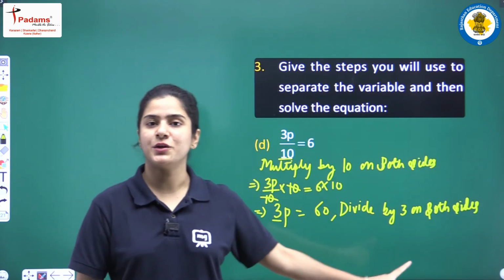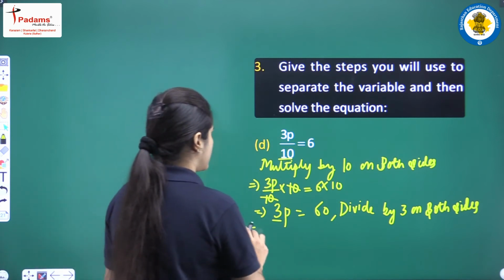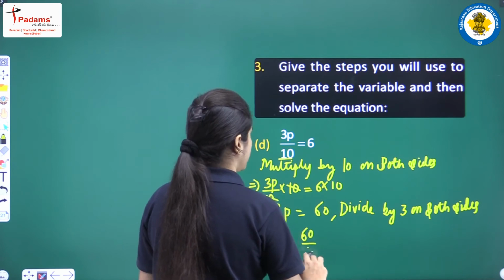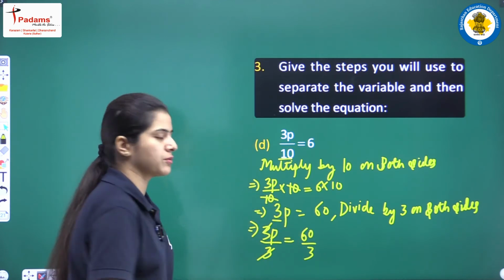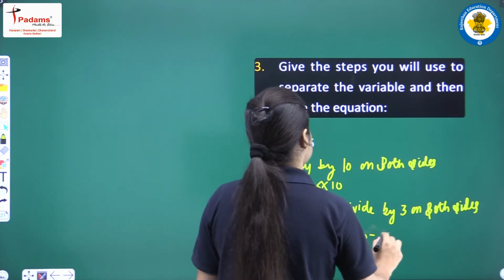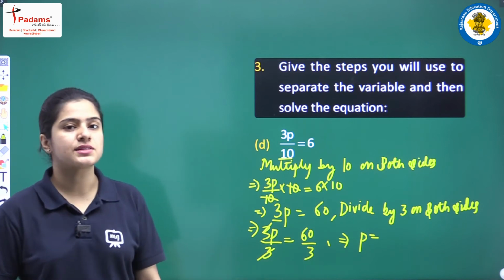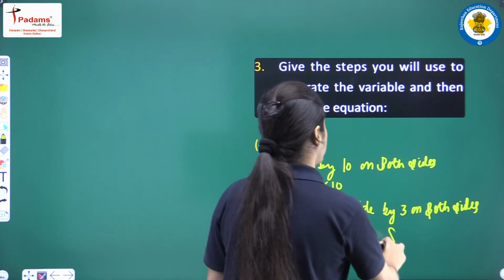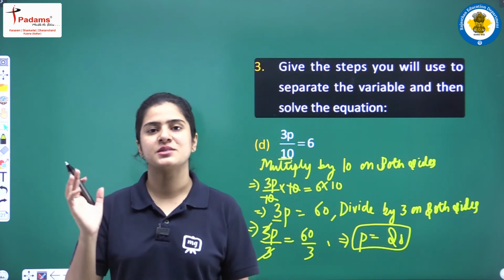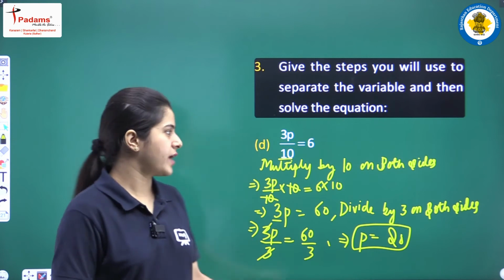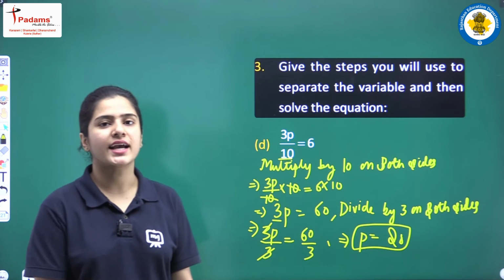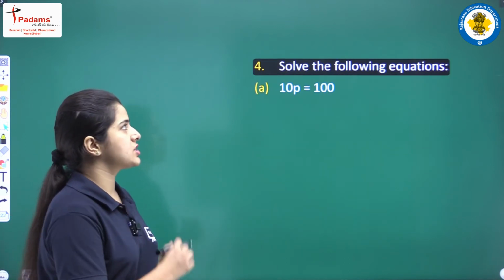We'll divide by 3 on both the sides, right students? So this 3p divided by 3 is equals to 60 divided by 3, right students? This 3 will be cancelled out from this 3, right? Then p is equals to 60 divided by 3, which is equals to 20. Okay students, as we all know, 20 into 3 is equals to 60. This is a very simple question. All you need to do is practice.